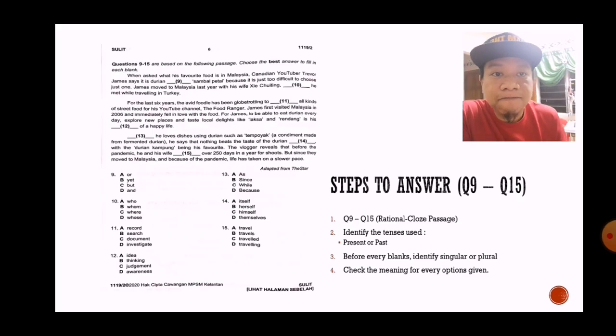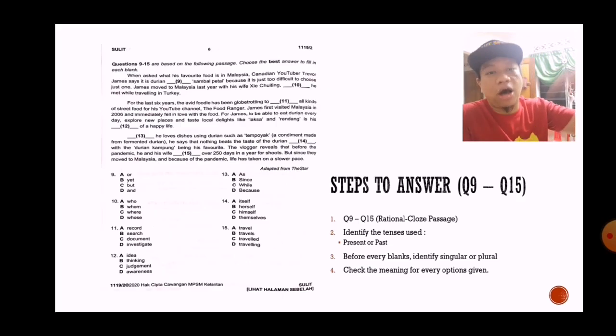So let us continue again. The vlogger, okay, vlogger here means a person who creates videos and shares them with other people on his channel. The vlogger reveals that before the pandemic, he and his wife blank over 250 days in a year for shoots. But since they moved to Malaysia and because of the pandemic, life has taken on a slower pace.